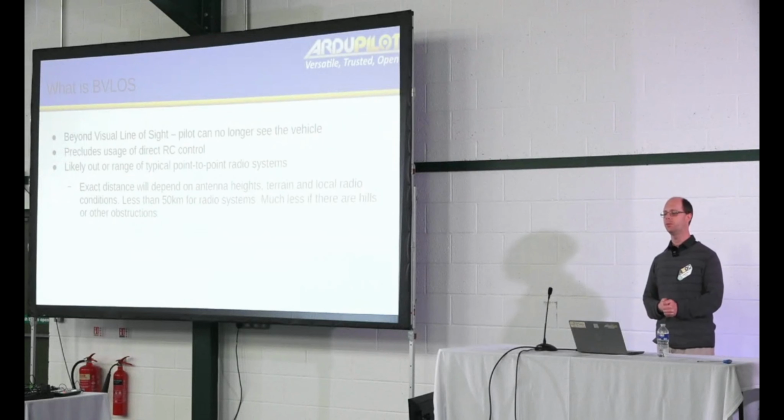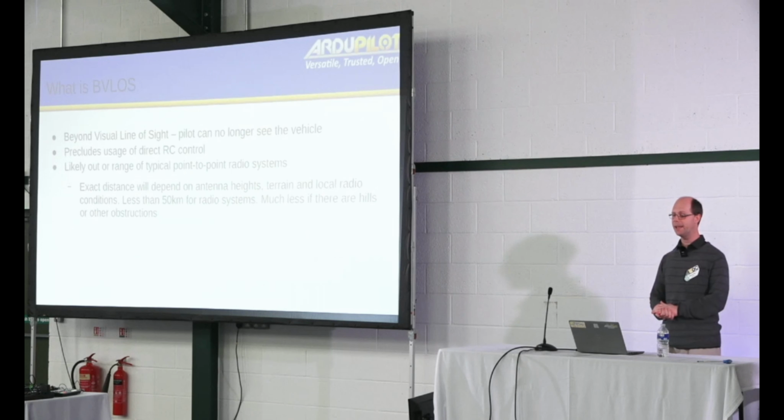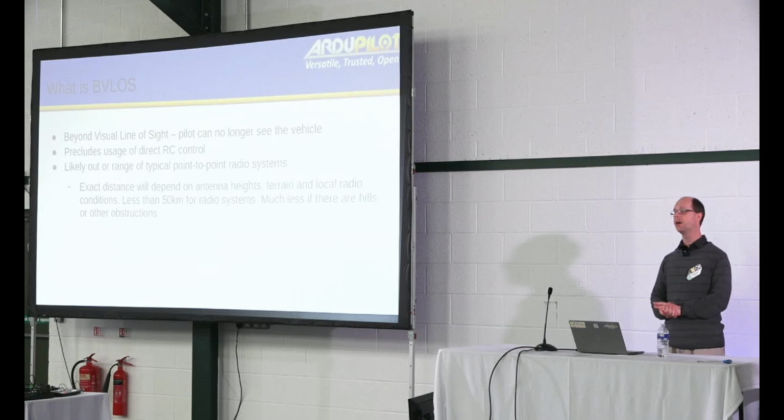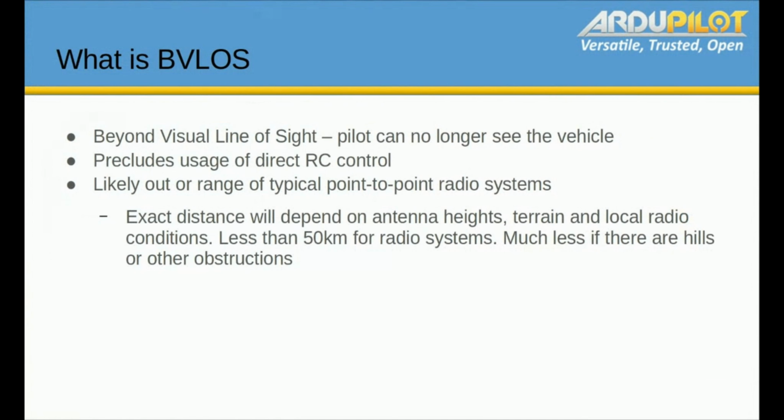Exact distances will vary. Your point-to-point radio systems can go out a lot longer than you can see the aircraft. RFD900s can go out for 50 Ks, but that will be highly dependent upon things like the altitude of the aircraft and obstructions like terrain, hills, buildings, and so forth. So generally, if the aircraft's more than a few kilometers away, you are most likely flying BVLOS, unless you have really, really good eyesight.